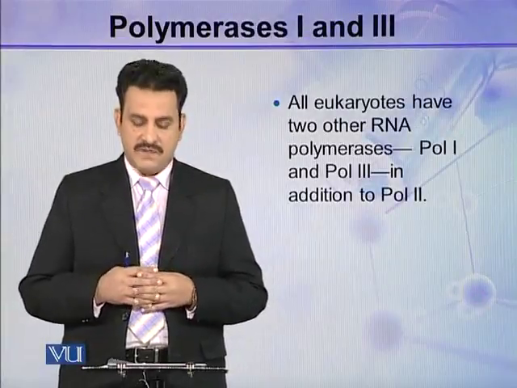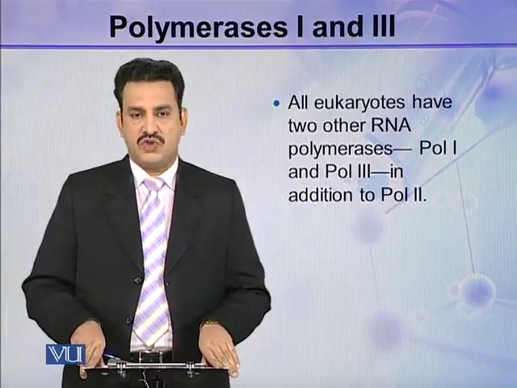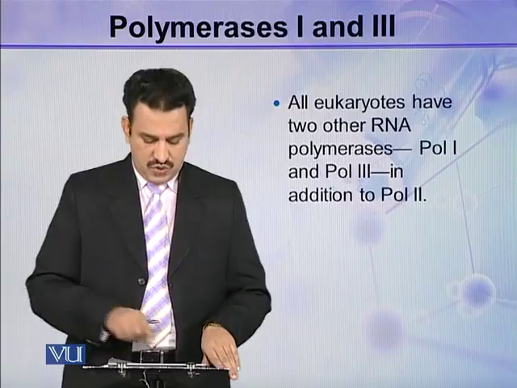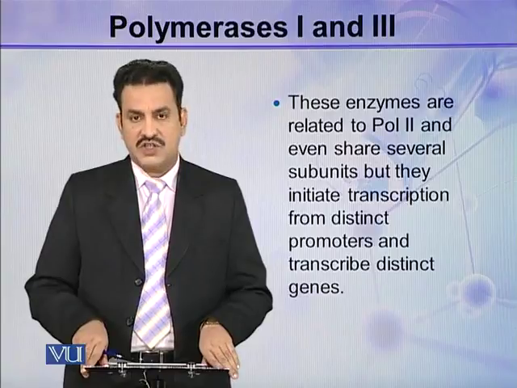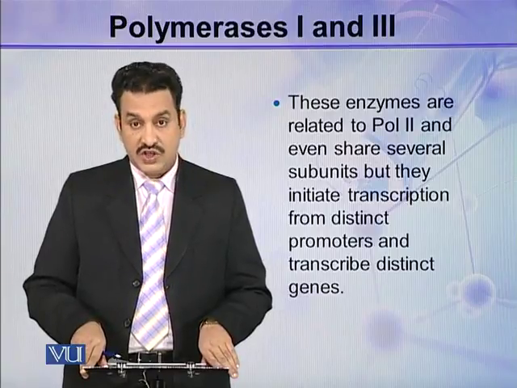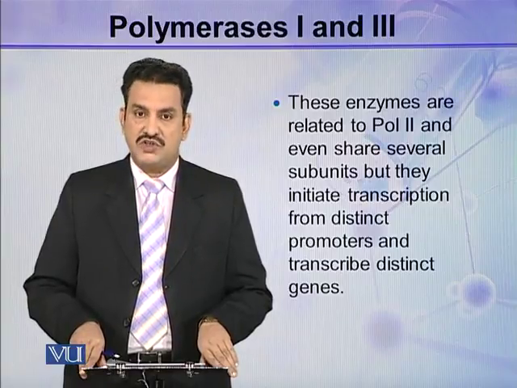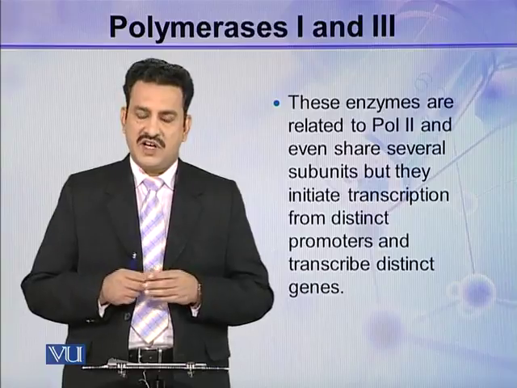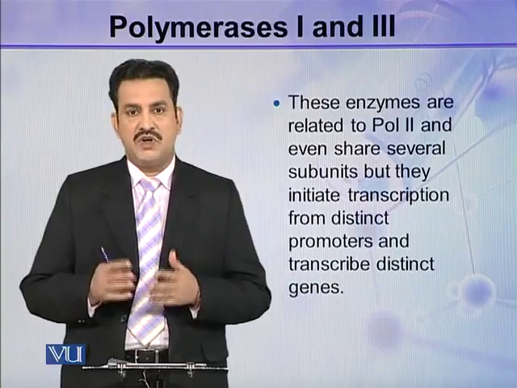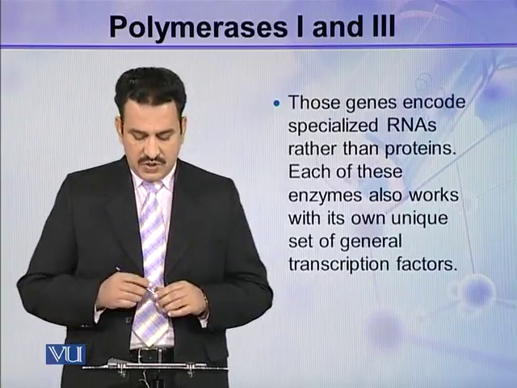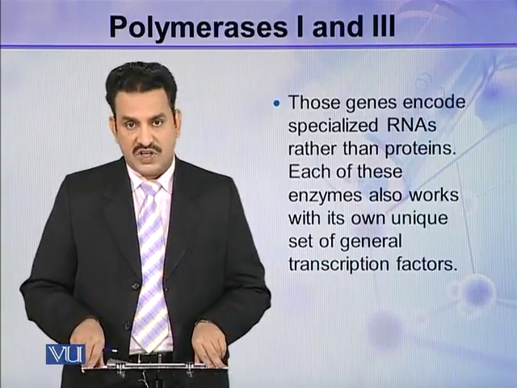All eukaryotes have two other RNA polymerases, that is polymerase 1 and polymerase 3, in addition to polymerase 2. These enzymes are related to polymerase 2 and even share several subunits, but they initiate transcription from distinct promoters and transcribe distinct genes. So, besides many similarities, they have different promoters and they transcribe different genes. Those genes encode specialized RNAs rather than proteins.